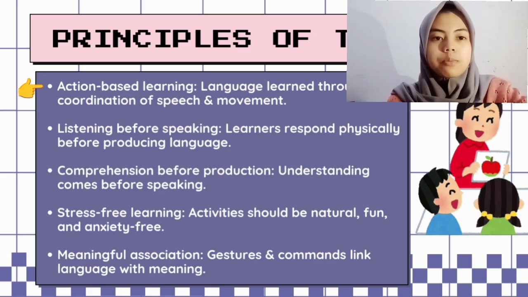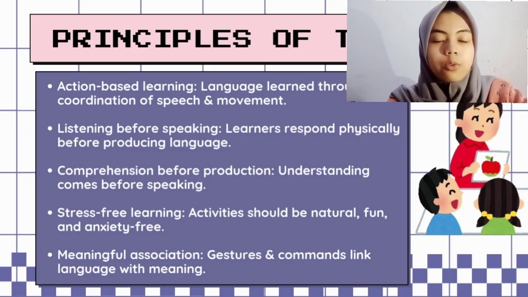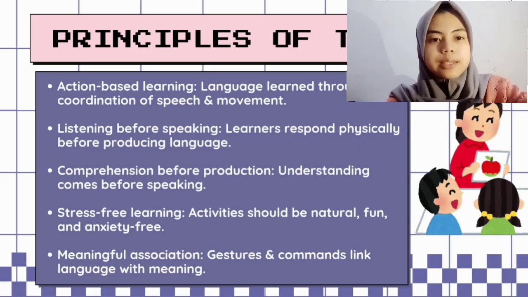First, action-based learning. Students learn language through the coordination of speech and movement, which helps them internalize meaning naturally. Second, listening before speaking. Learners first respond physically to commands before producing language themselves, similar to how children learn their first language. Third, comprehension before production. Understanding comes first, and learners only start speaking once they're confident with the meaning.